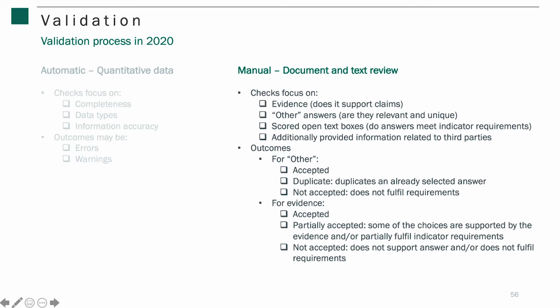For evidence, there are 3 possible outcomes that may affect scoring. For each outcome, a multiplier is applied to the score for that indicator. If fully accepted, the multiplier is 1. If the evidence is partially accepted, because the evidence supports some parts of the response or indicator requirements and not others, the score is multiplied by half. If the evidence is not accepted, the multiplier is 0 and the total score is multiplied by 0 accordingly.